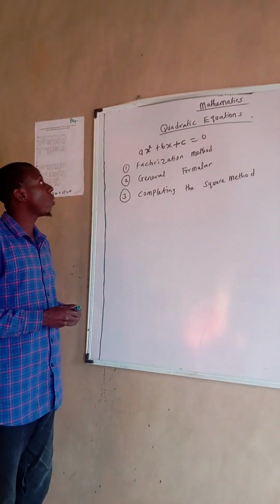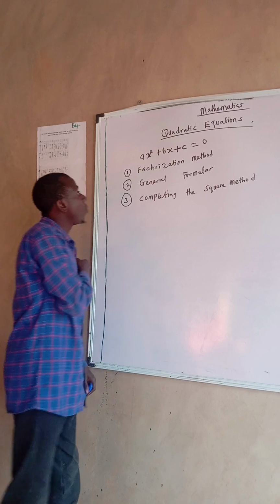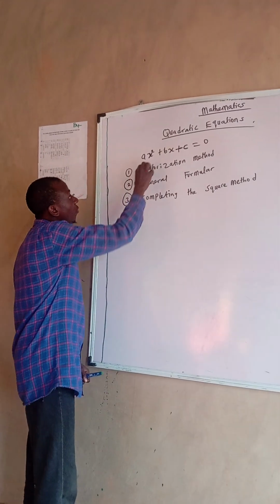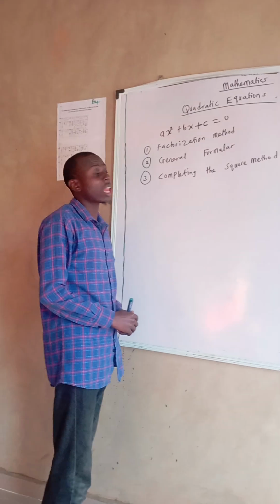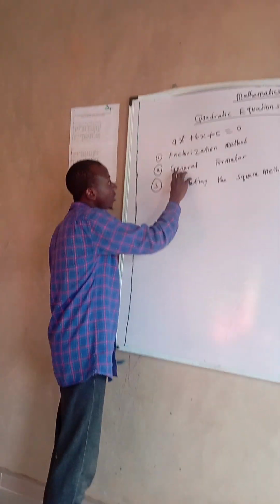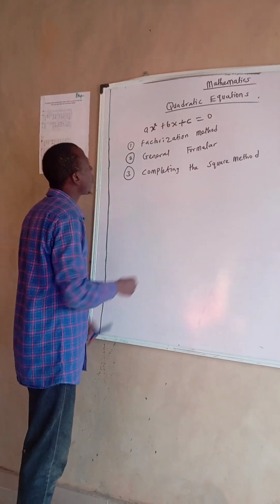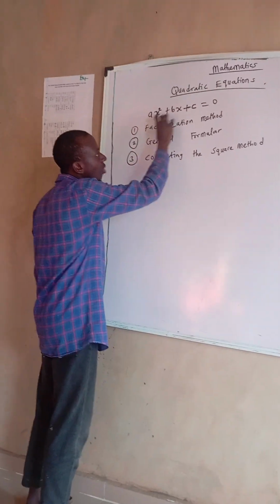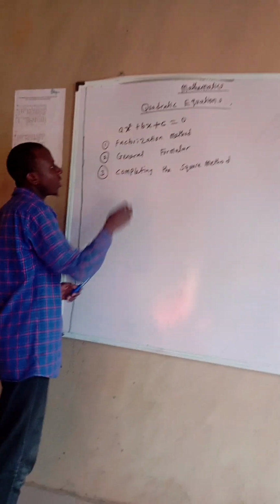We want to continue our class on quadratic equations. We have used the factorization method. Don't forget, in our previous class, I told you that we can use any of these methods to solve our quadratic equation. Now we have used the factorization method to solve. Today we want to use the general formula.